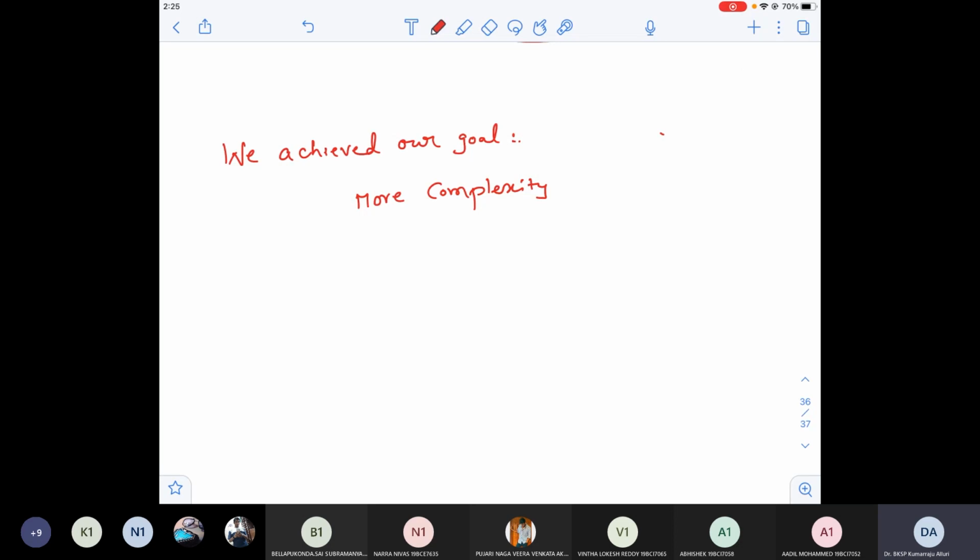Maybe we can reduce the complexity to a certain extent. That is our thing. But still, I want more complexity only. But this more complexity should be there with fewer parameters. I want the complexity to be high, but with fewer parameters. How can you do that? It's the tricky part, right?